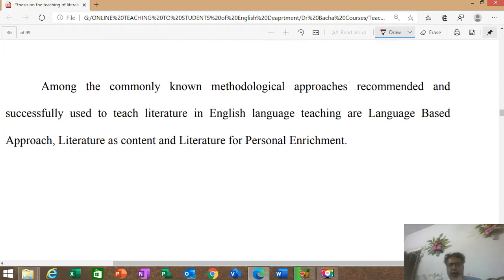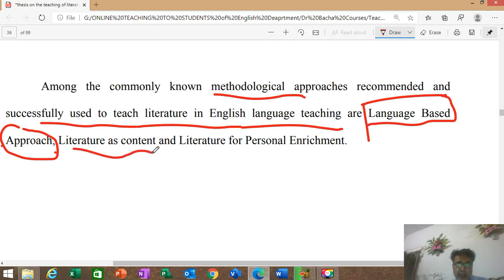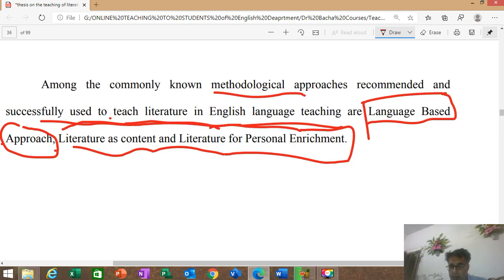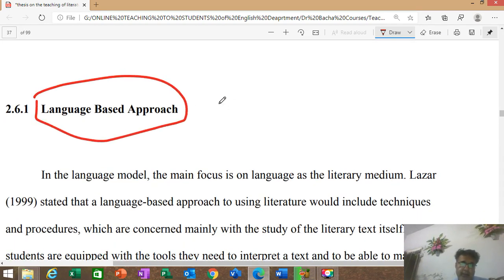Among the commonly recommended non-methodological approaches successfully used to teach literature in English is the language-based approach. Remember, you have to remember the language-based approach, literature as content, and literature for personal enrichment. These kinds of approaches are normally used. So first of all, we are going to talk about the language-based approach.